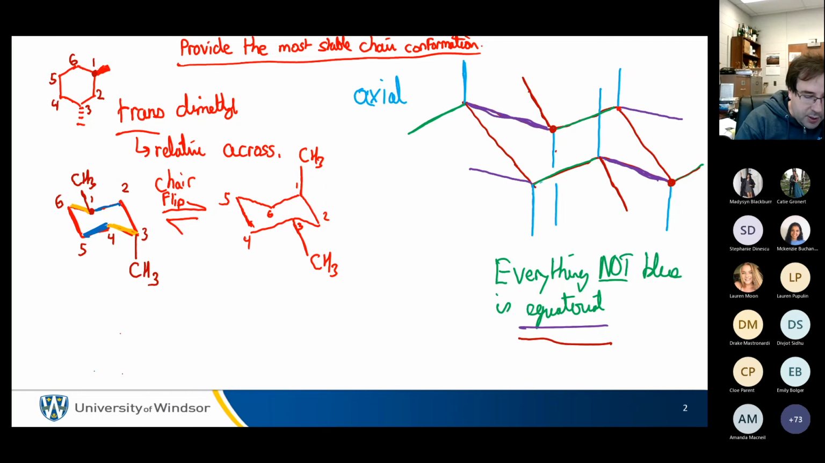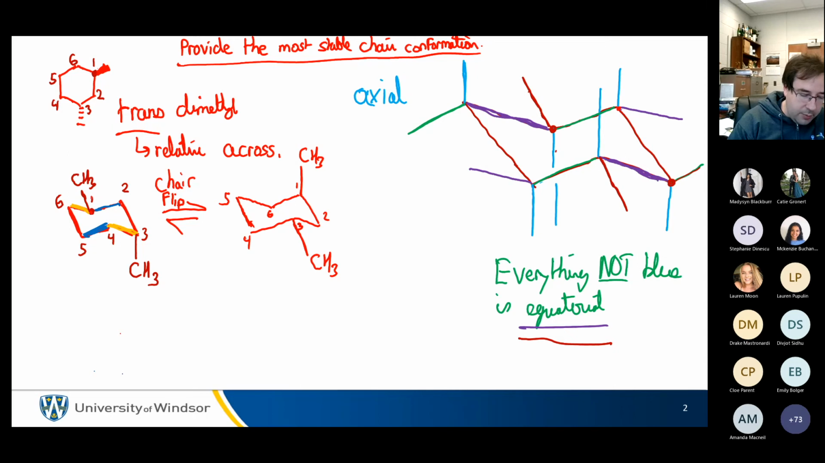So can I re-explain this? Okay, so we agree that these are trans to each other. Carbon 1 methyl group is coming out of the plane. The carbon 3 methyl group is going into the plane. I'm going to interact directly with Madison on this. So Madison, you're my interlocutor here. Okay, so we have arbitrarily started with the chair on the left, and we have arbitrarily numbered it this way. You could have numbered it any other way you wanted. Since we're going to draw both chairs, it doesn't matter which one you do.